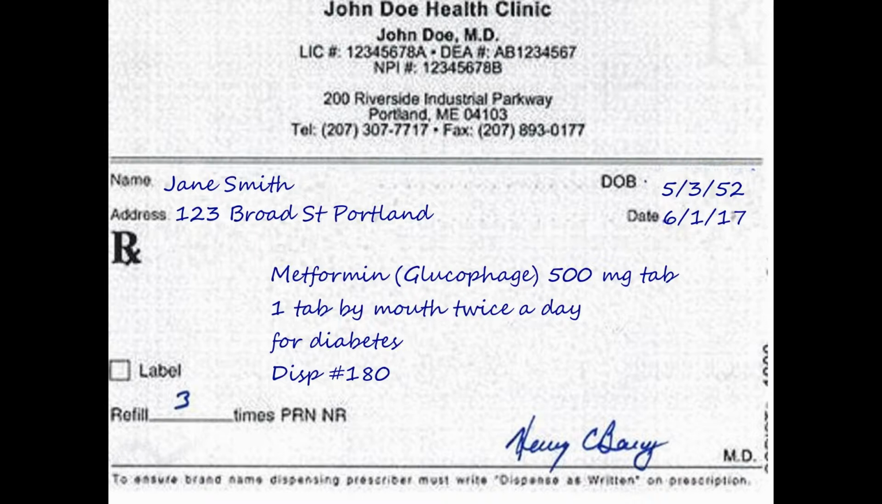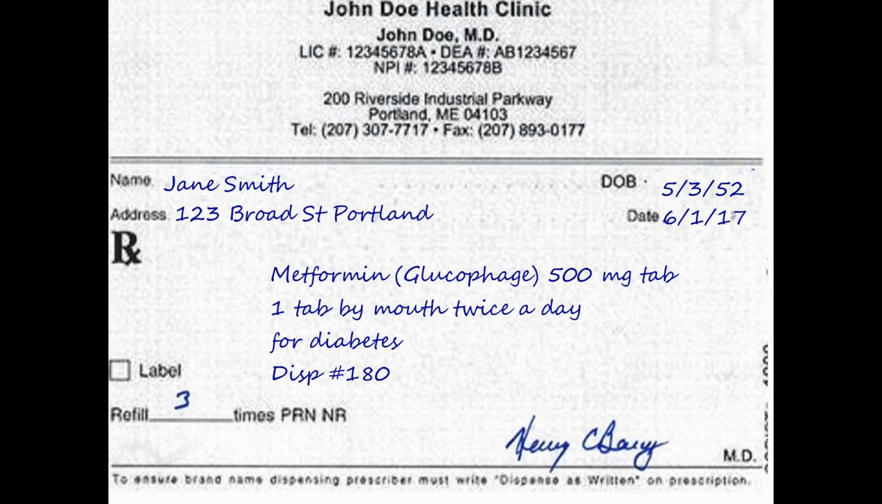So in the SIG or the instructions for a prescription, we want to say the number of tablets or capsules or forms that you wish to be taken. So that's 1. The frequency, here it's twice a day.